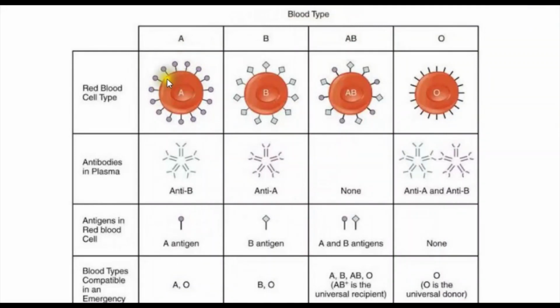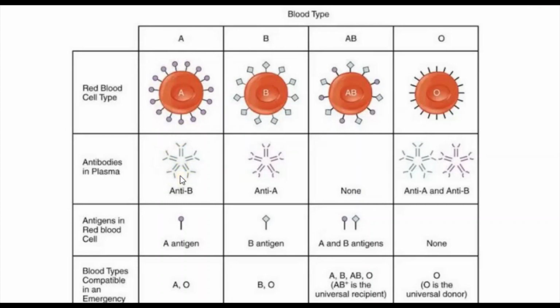So A group individuals. In A group individuals, antigen A is present on the surface of the RBC, and antibody B, that is anti-B, is present in the blood plasma.